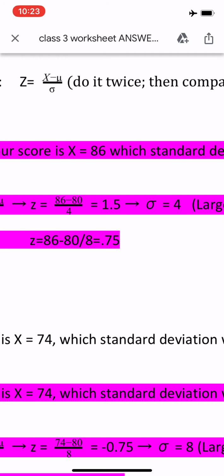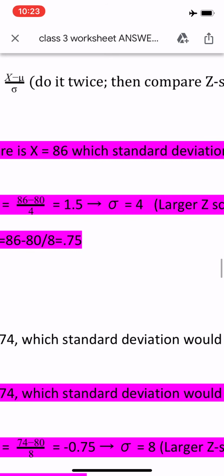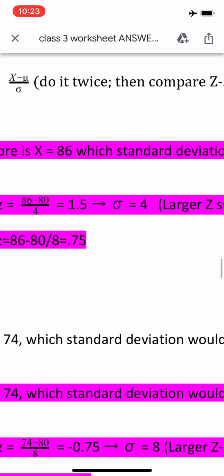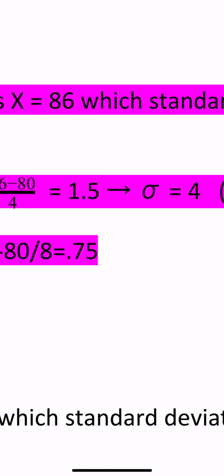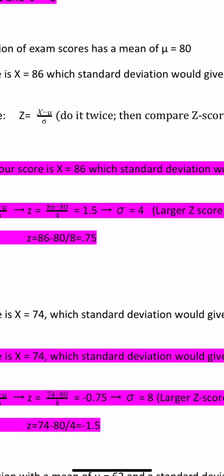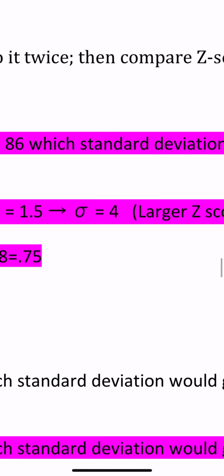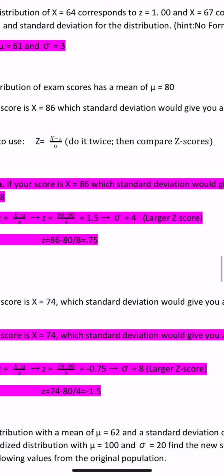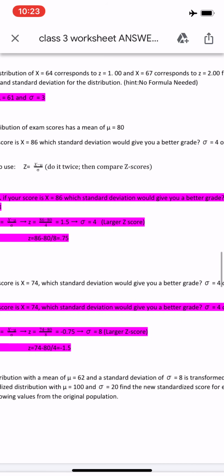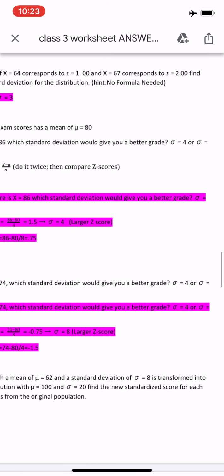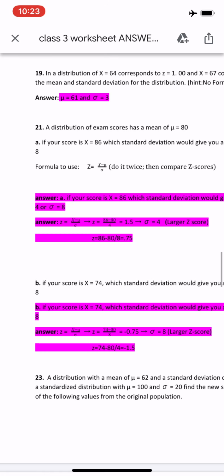What is the larger z-score? What z-score is furthest from the mean on the positive side? Well, they're both on the positive side. 1.5 is bigger. So a standard deviation of 4 is the correct answer and will give you a better grade. B, if your score is x equals 74, which standard deviation would give you a better grade? A standard deviation of 4 or a standard deviation of 8?